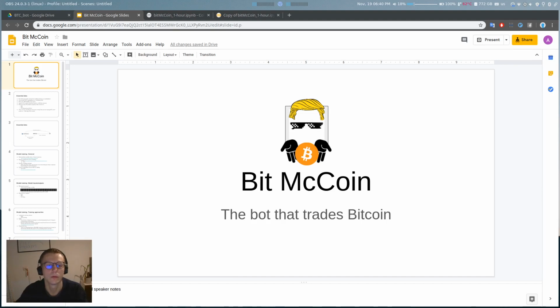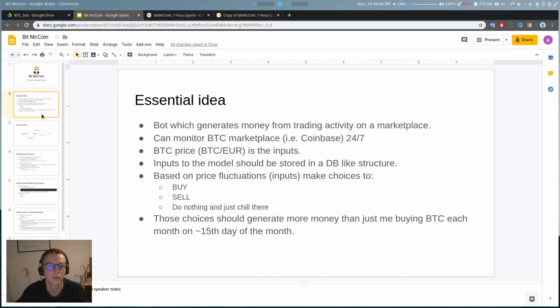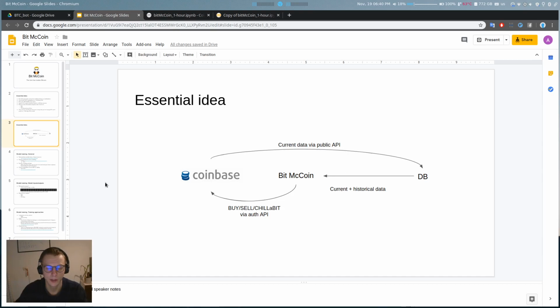But a quick recap before that. So the essential idea is that the bot should generate some money from day trading, exactly in Coinbase. So it should grab some data from Coinbase and use that to decide to either buy, sell, or do nothing with Bitcoins and Euros in the wallet.